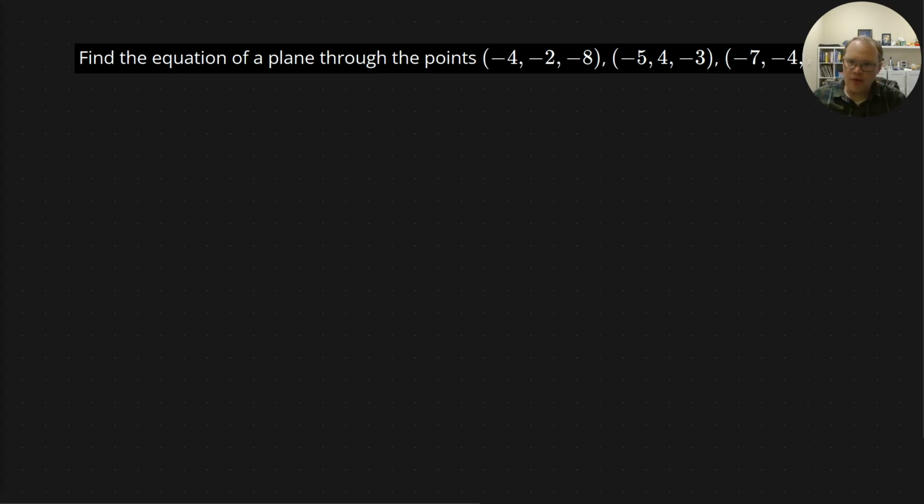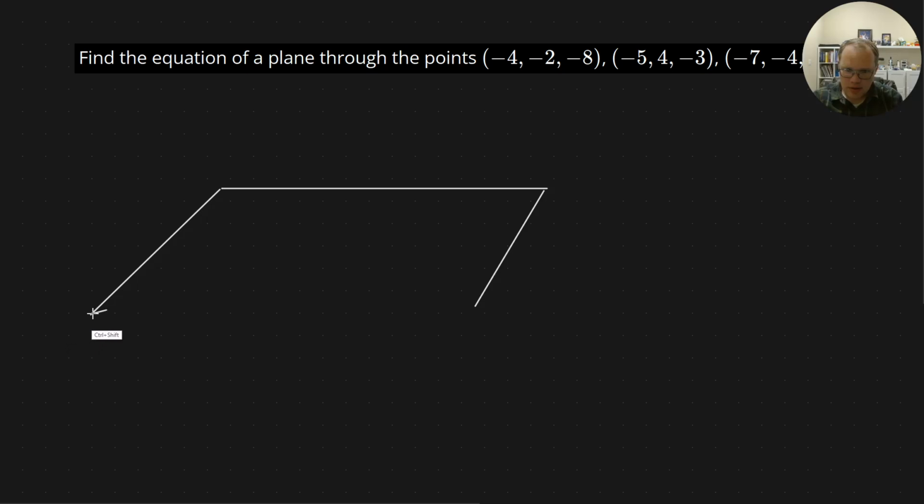Let's take a look at another example. Here we want to find the equation of a plane through 3 points, right? So we have a plane, and all we know about this plane is that there are 3 points that lie in the plane.